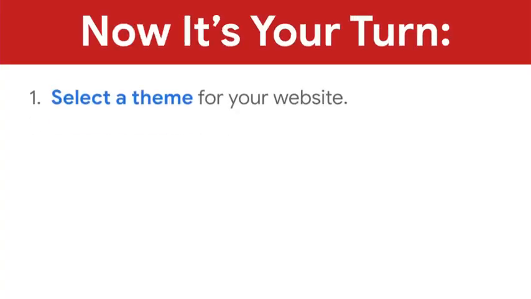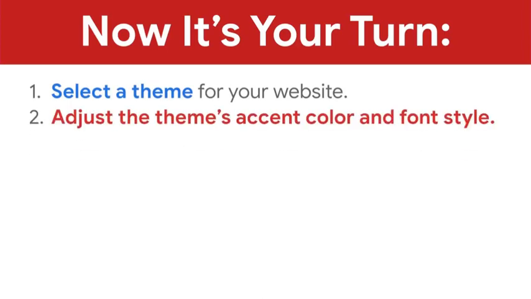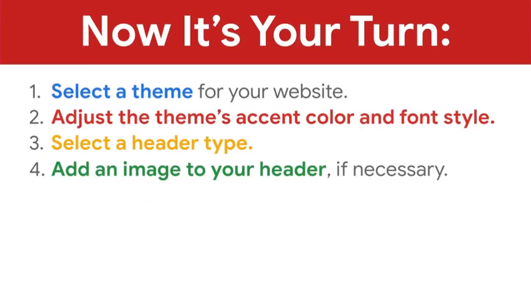Now it's your turn. Select a theme for your website. Adjust the theme's accent color and font style. Select a header type, and add an image to your header if necessary.